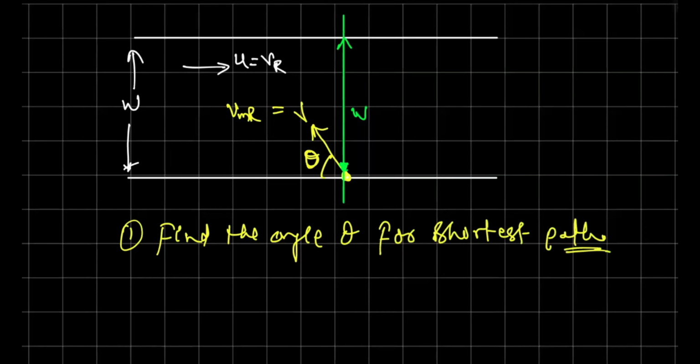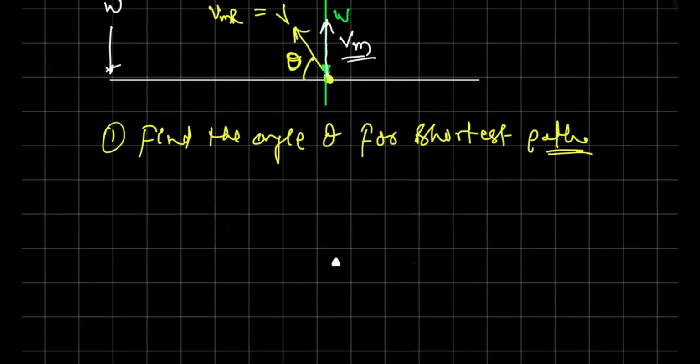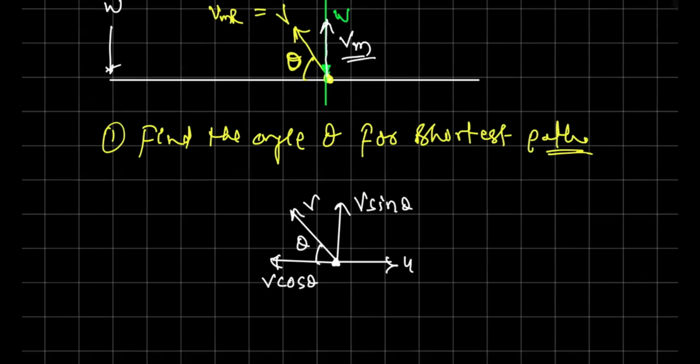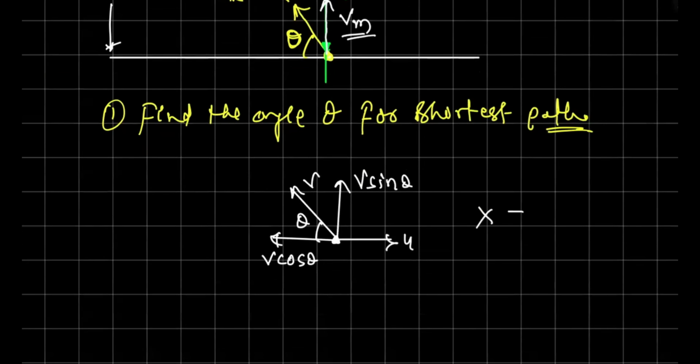Suppose the velocity of man is in this direction, then the man will take the shortest path. So what will happen in this? Let me write the components again here. So this is my v, let me say at angle theta. So this is v cos theta, this is v sin theta, and this is u. Now suppose you don't want any x, right? You want x to be 0. What does this mean? x is equal to velocity in x direction times time, and that should be equal to 0.